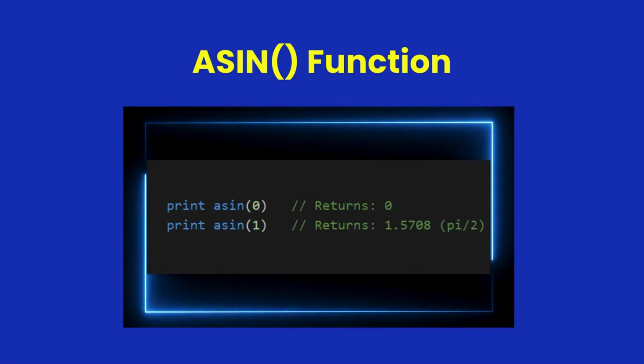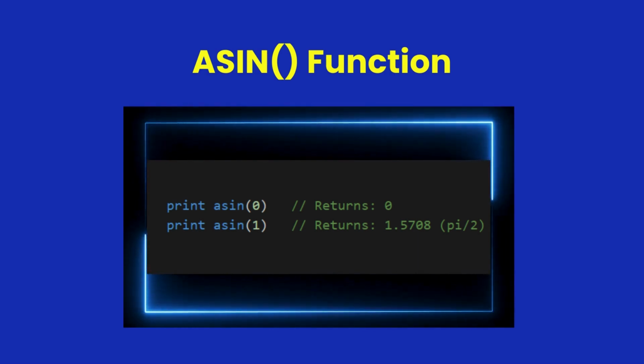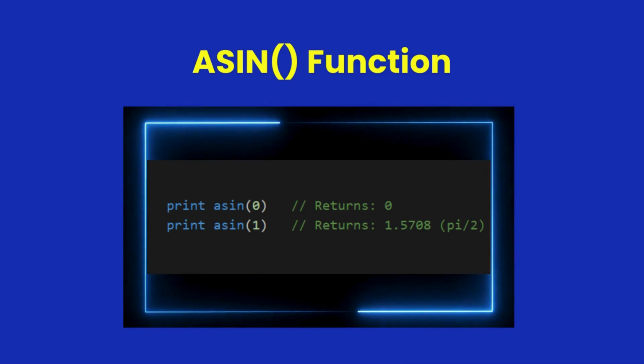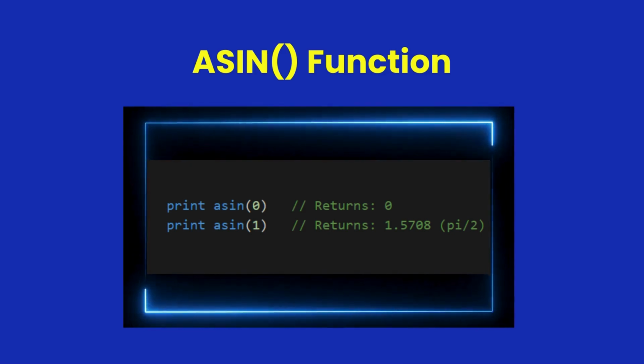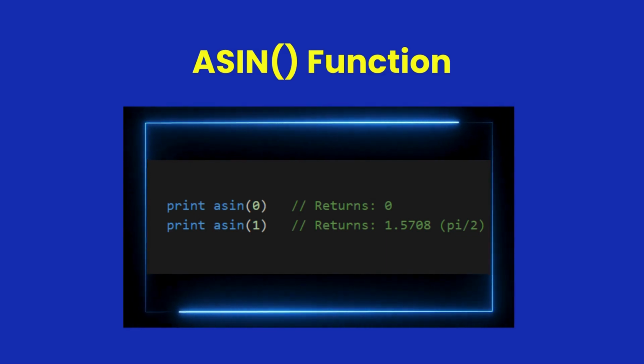The arcsine function returns the arcsine of a number, which is the angle whose sine is the given number. For instance, the arcsine function is commonly used in trigonometric calculations to determine angles from sine values.